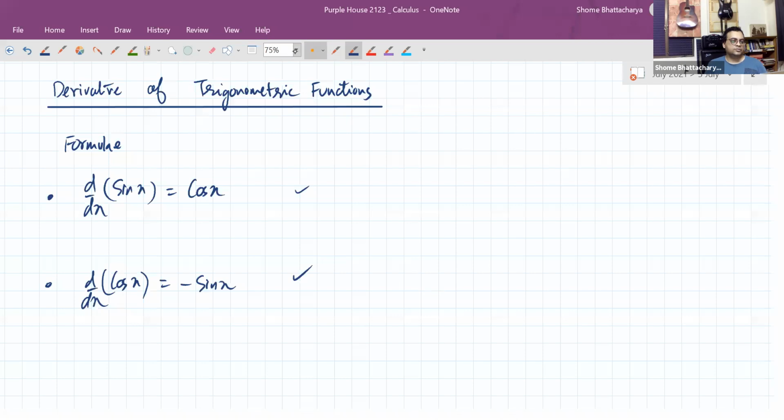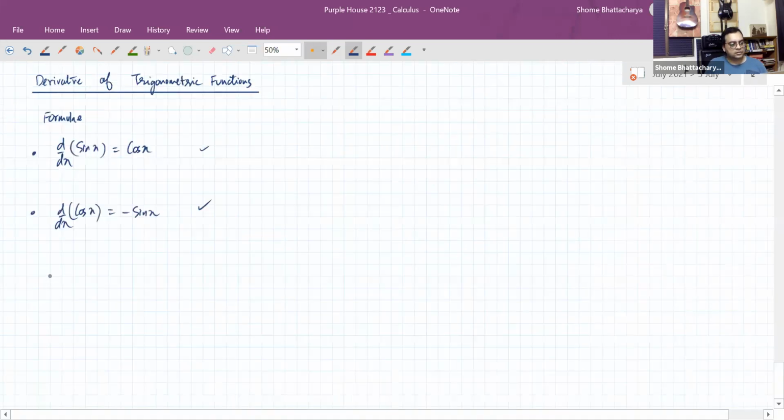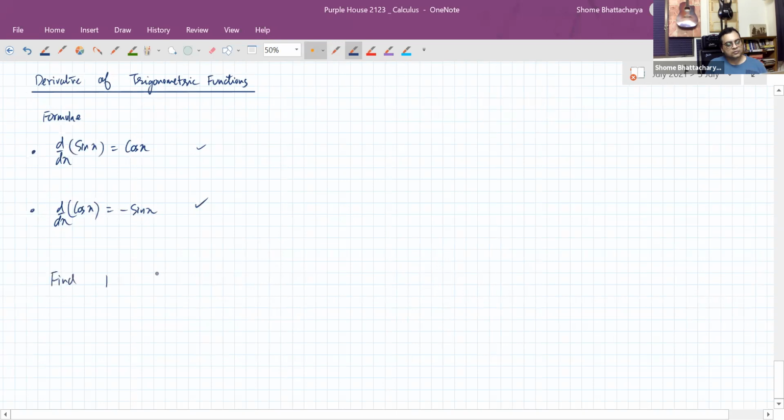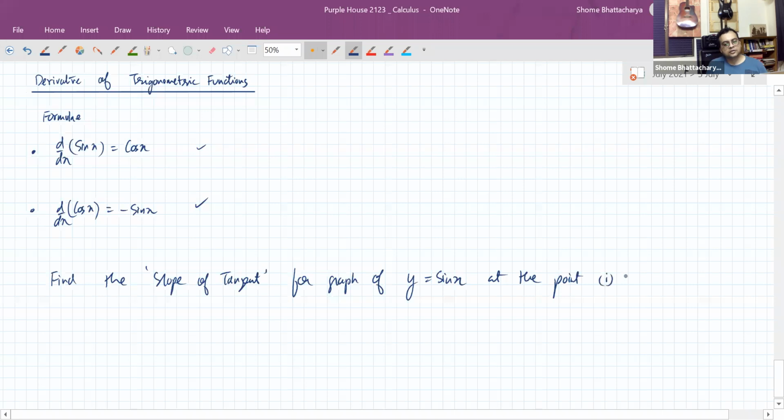Now, for example, we want to find the slope of tangent for the graph of y is equal to sine x, at the point x is equal to, let's say, 30 degrees. Then let's take a point in the second quadrant. So x is equal to, let's say, 120 degrees. Let's take a point in the third quadrant. x is equal to 240 degrees. And let's find the slope of the tangent in each.